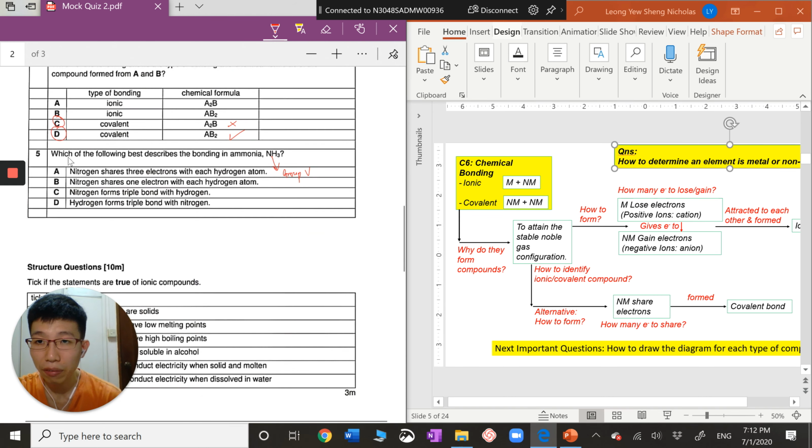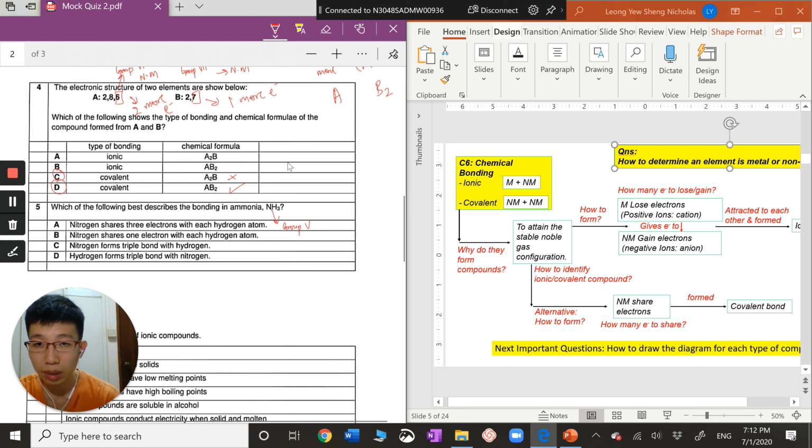For question 5, which of the following best describes the bonding in ammonia, NH3? Now we do a kind of reverse mechanism. We know that N is nitrogen, which is under group 5, so it has 5 valence electrons.